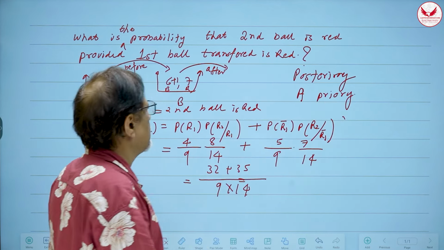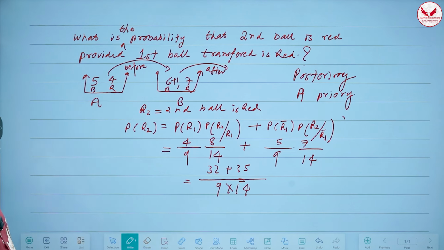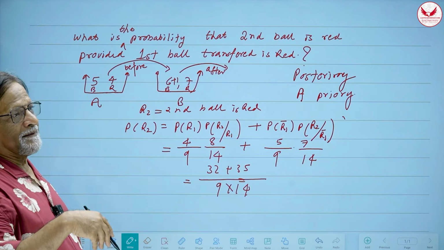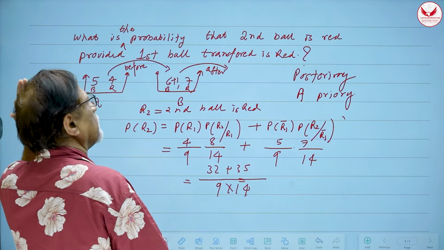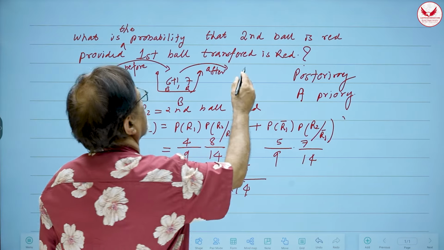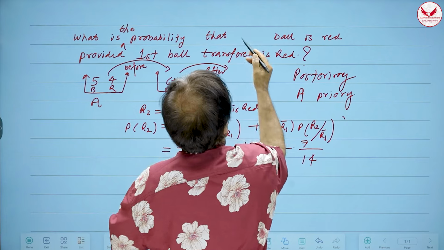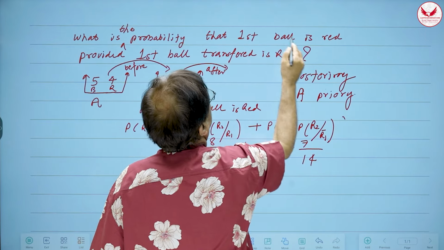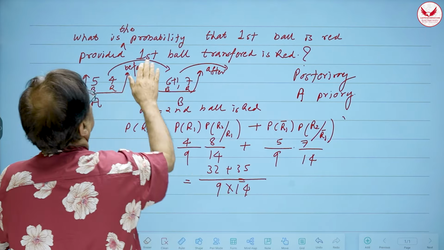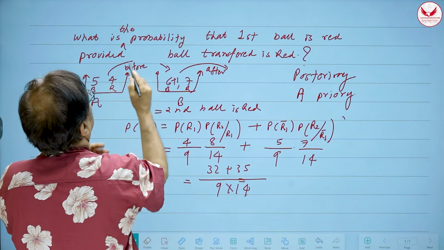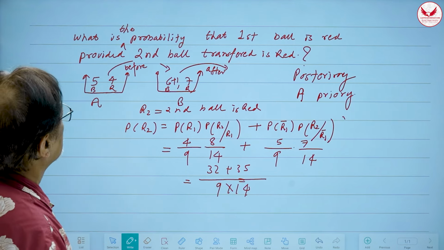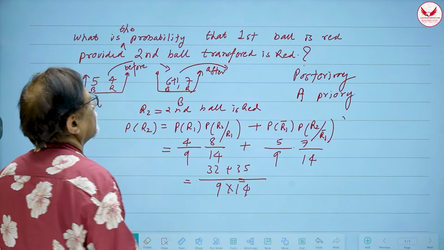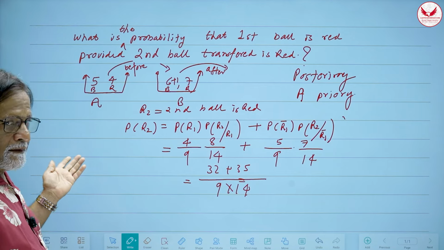Now, we'll reverse the whole thing and we'll talk about a priori. A priori means we know what happens afterwards and we want to find out what might have happened earlier, before. That is called a priori. Now, the same question can be changed. What is the probability that the first ball is red provided second ball transferred is red? So I know what has happened afterwards and I want to find out what happens earlier. Correct? That is called a priori.